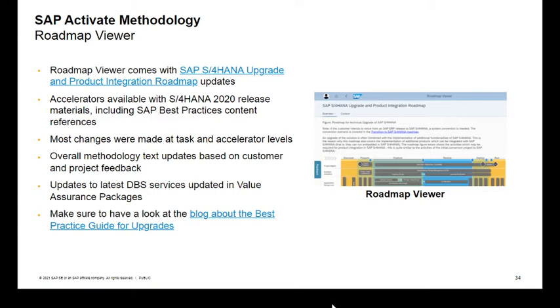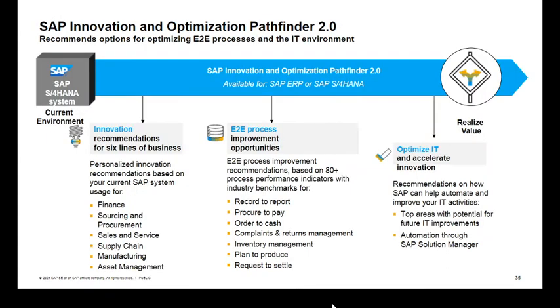Okay, another tool that we make available for you is the Innovation and Optimization Pathfinder, where you get recommendations for business scenarios where you can get most value out of the system. So this is a tool I would also encourage you to have a look at. You might have already done so. It also gets updated over time. So have another look on your upgrade journey now.